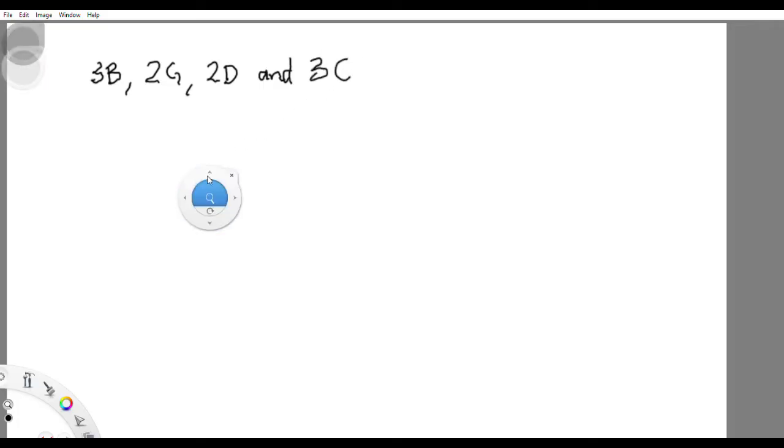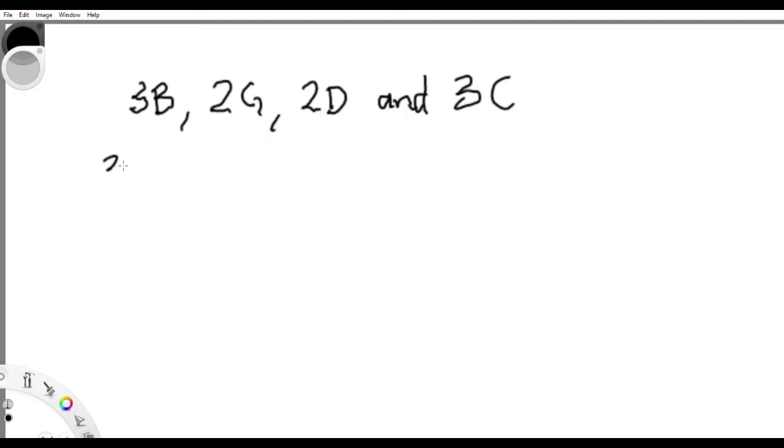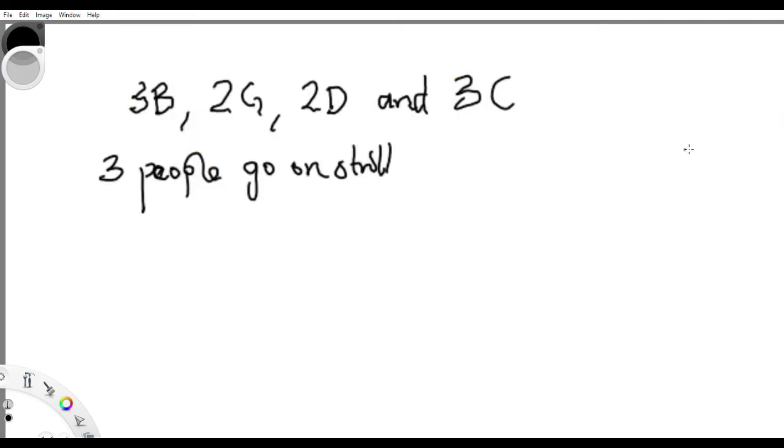Now every evening a party of 3 go on a stroll. Every evening a party of 3 go on a stroll. Okay, how many parties can be formed? That's the first question. How many parties can be formed?